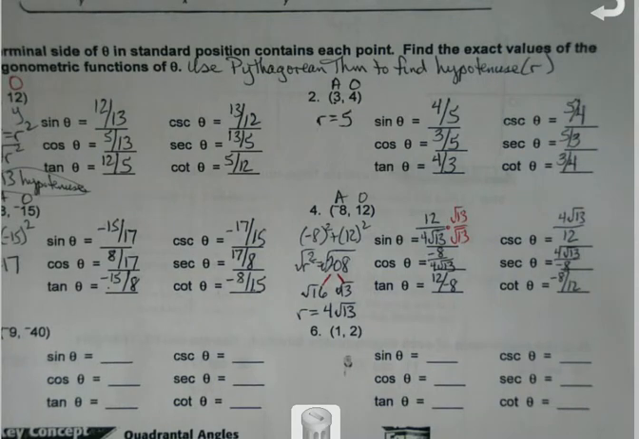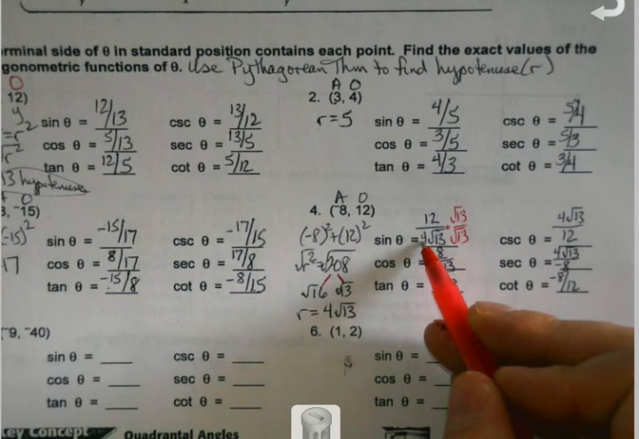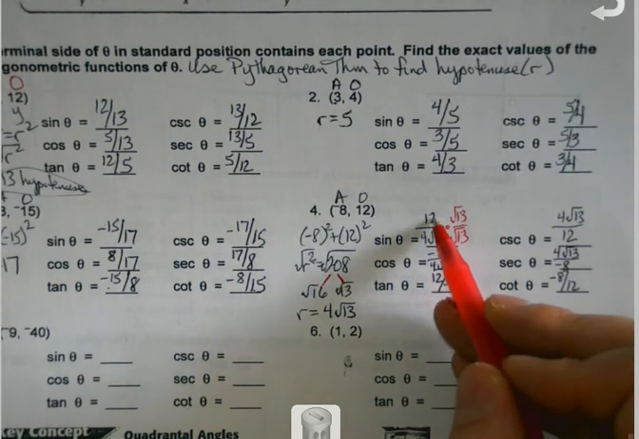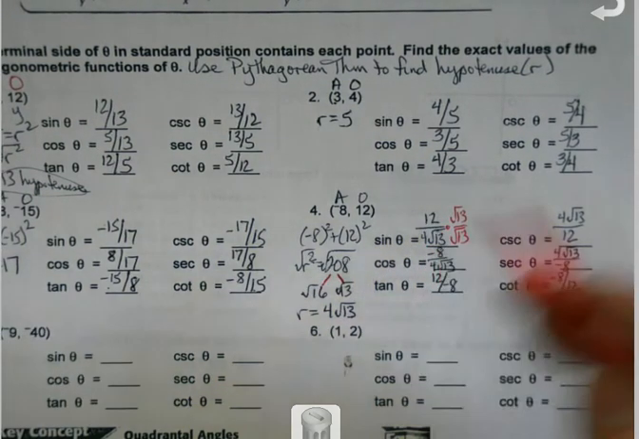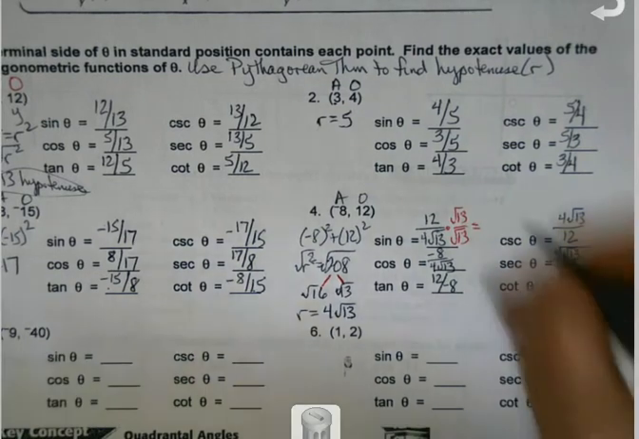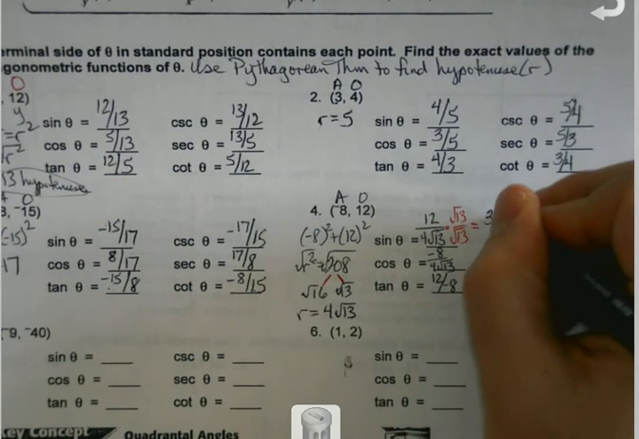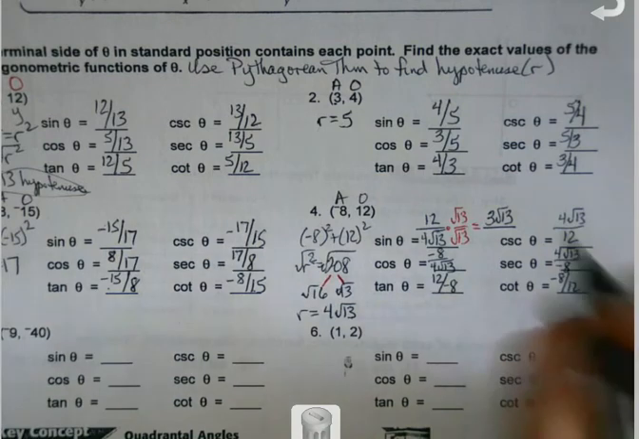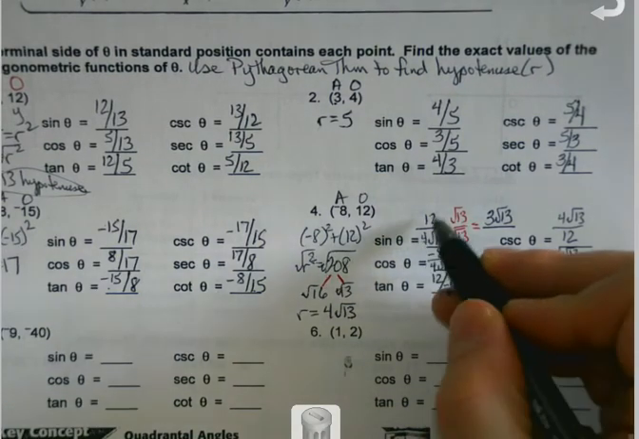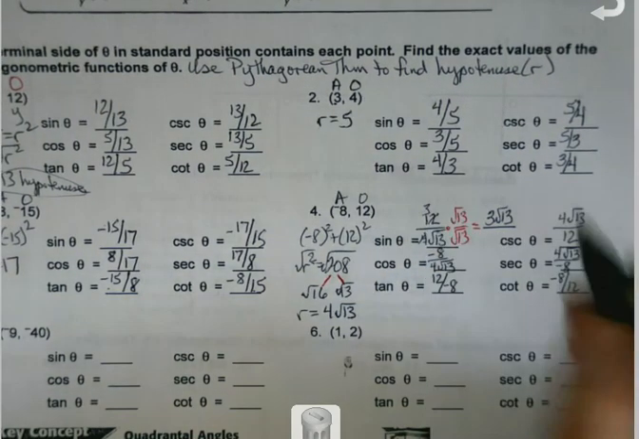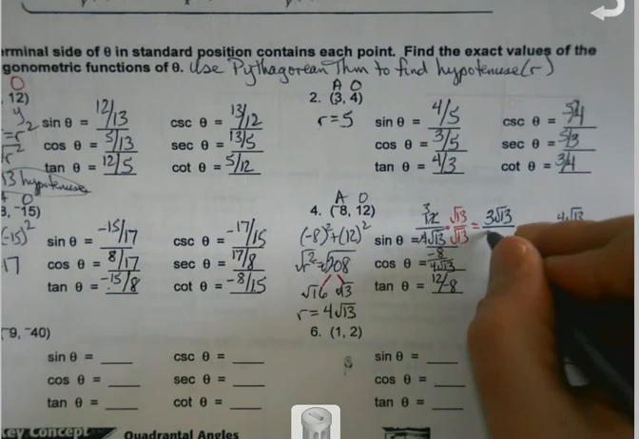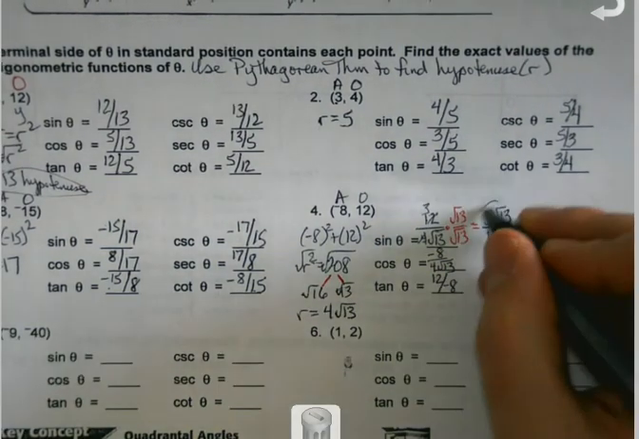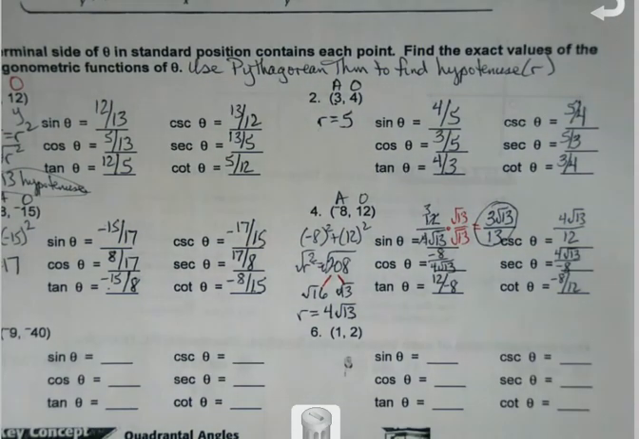But before you multiply across, notice the reducing we're going to be doing here. 12 over 4 is going to reduce to 3. So this is going to become 3 times the square root of 13 over, and again, that 4 is gone now because this became 3, and the radicals are just going to cancel there. So that's my simplified version of sine. 3 square root of 13 over 13.